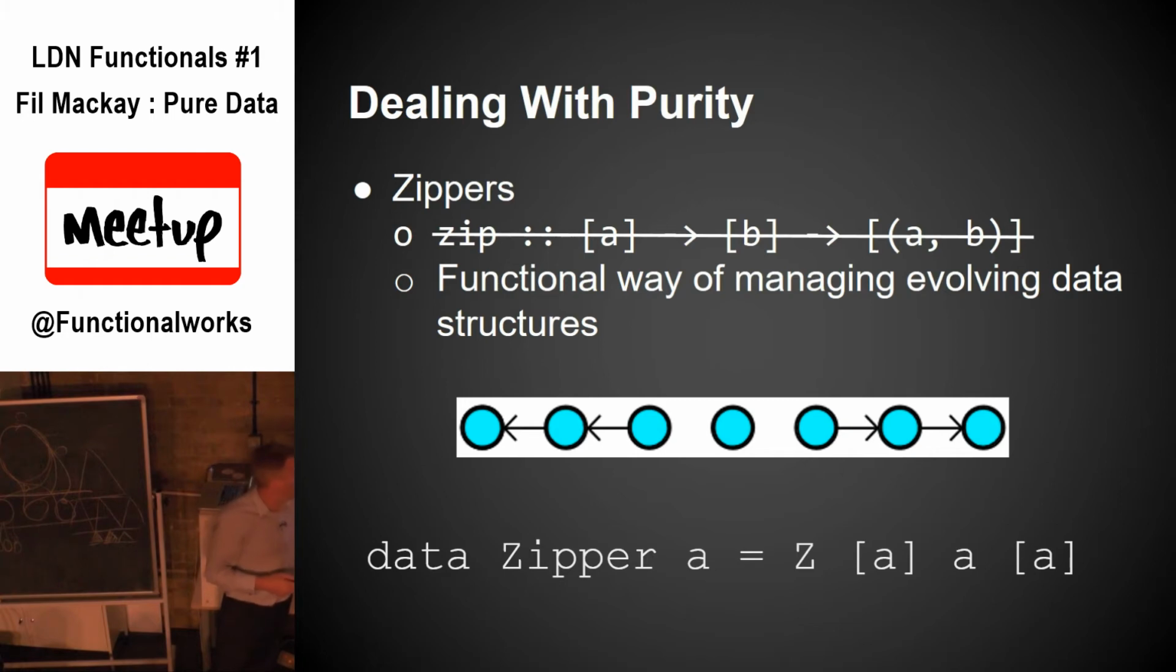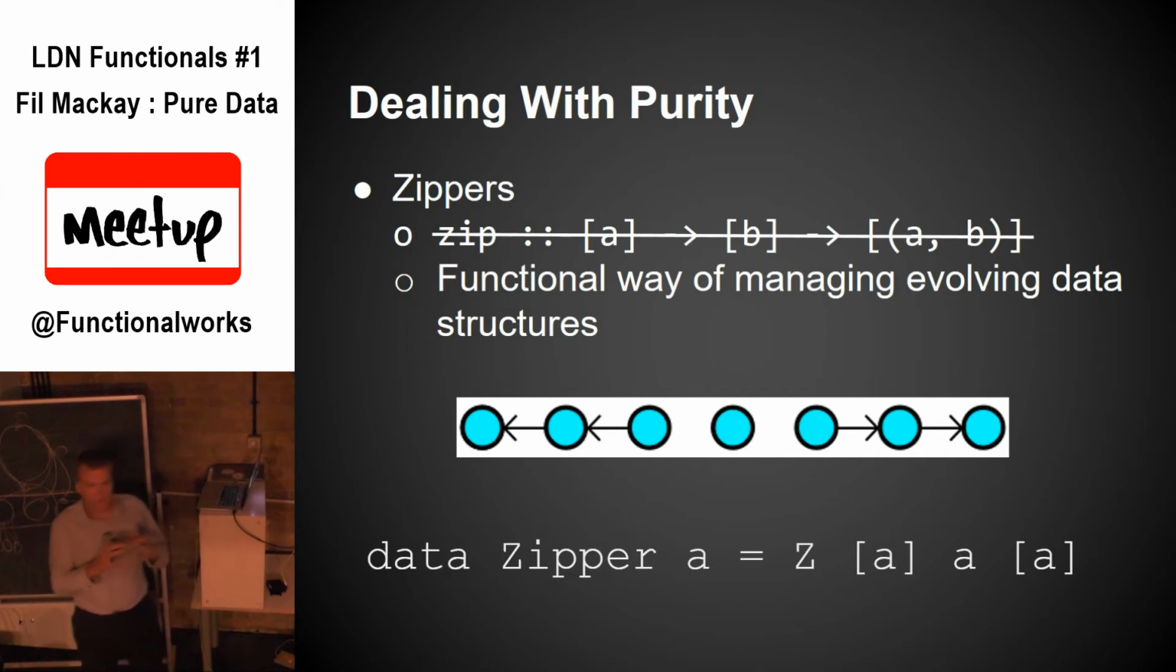Now, a zipper in the case of a list is this type here, and basically it is a type that contains 2 lists and an item in between. Now, this item in between is kind of known as the target or the hole of the zipper, and it's kind of like you're going around with a magnifying glass and you're focusing on one particular item.